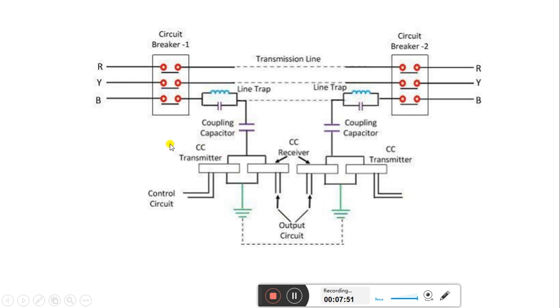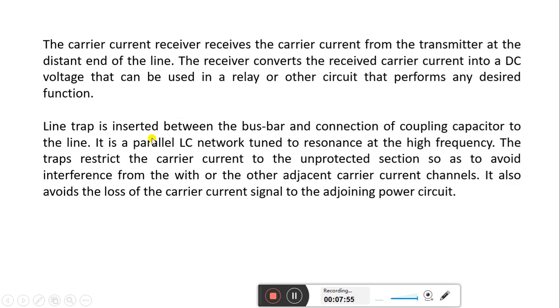Now we will see how this system will work. The carrier current receiver receives the carrier current from the transmitter at the distant end of the line, and the receiver converts the received carrier current into a DC voltage, and that can be used in a relay or other circuit that performs any desired function. This I have already discussed, and the same thing is explained here.